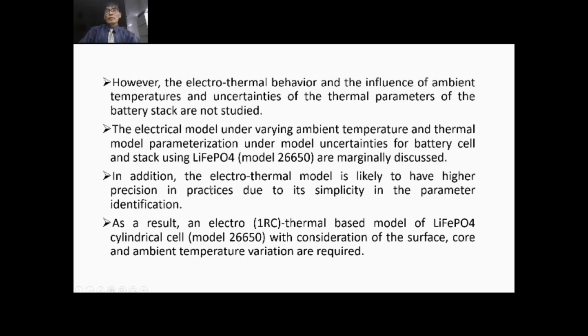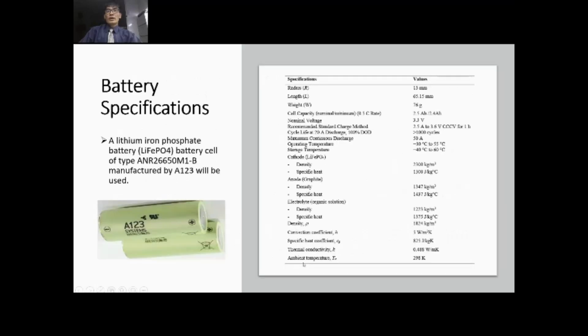And we will know that the electrothermal model is likely to have a higher precision in practice due to the simplicity in the parameter identification as compared to the chemical model. As a result, the 1RC thermal-based model of this lithium phosphate cylindrical cell model 26650, with consideration of the surface, core, and ambient temperature variation, is required. So hence that will establish what we are going to study today.